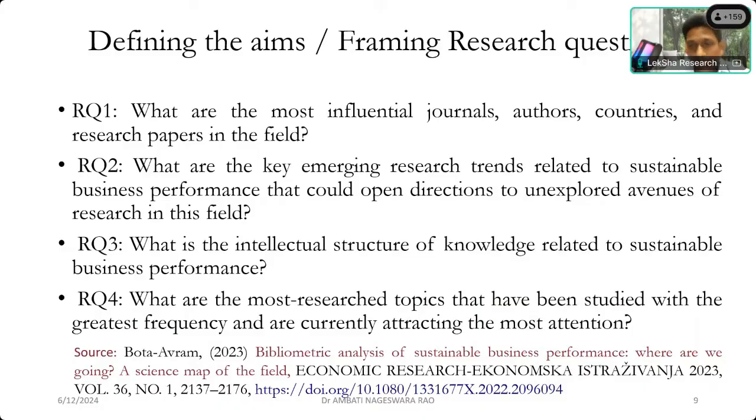Now, if somebody is coming from an education background, from teaching pedagogy or leadership style, from psychology or educational psychology, take any field, you're simply going to apply: what are the most influential journals, authors, countries, and research papers in the field of social entrepreneurship, in the field of sustainable development, in the field of frugal innovation, in the field of banking. You can simply apply it as it is. Second question, what are the key emerging research trends related to sustainable business performance that could open directions to unexplored avenues of research in the field?